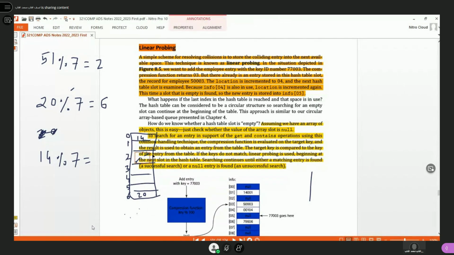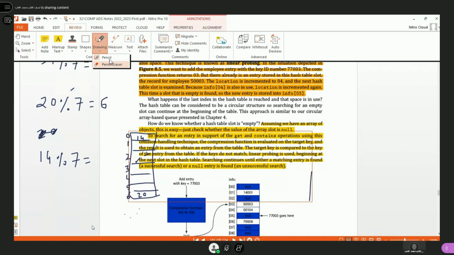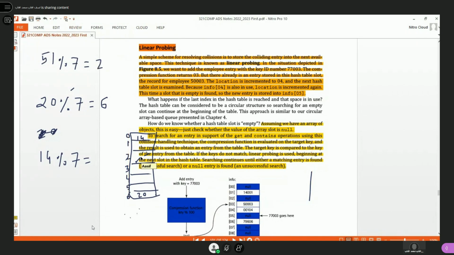Sometimes there is an issue in the writing because of the pencil.